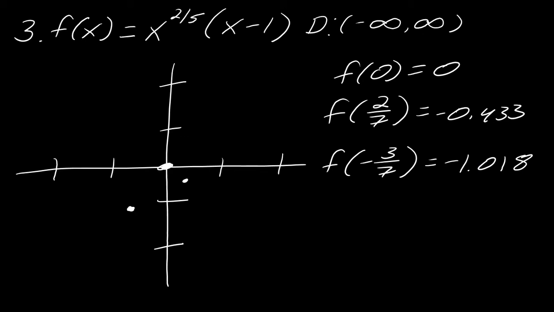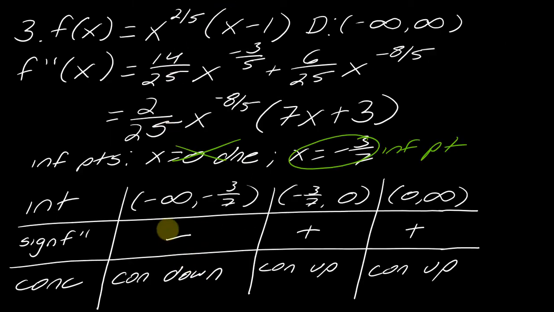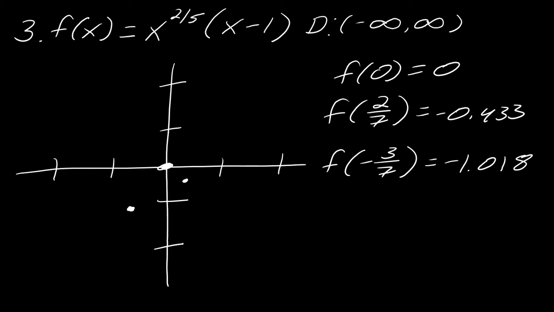I've plotted all that, and now I have to make sure that all the stuff I found previously matches here. So I need to be increasing from -infinity to 0, and then decreasing, and then increasing again from 2/7 on. And I also know that I need to go concave down up to -3/7, and then concave up the rest of the way. So this is going to be a strange looking graph. I'm going to be concave down but increasing, and then I need to switch to concave up.